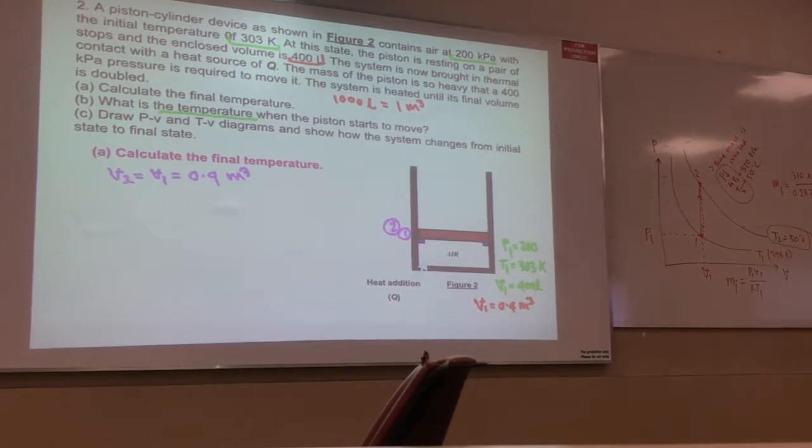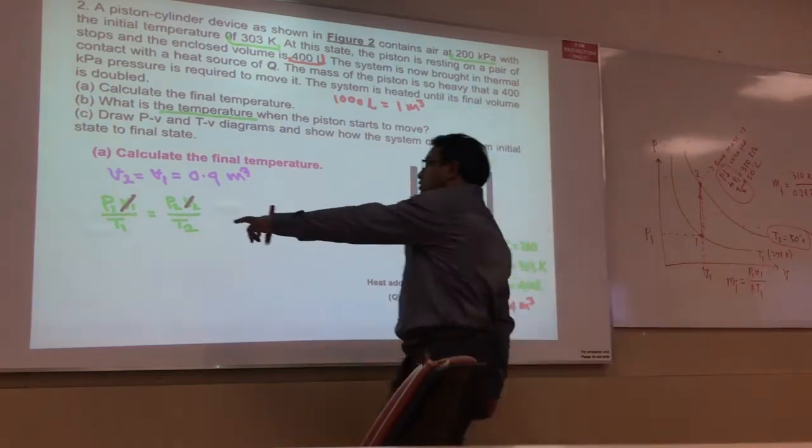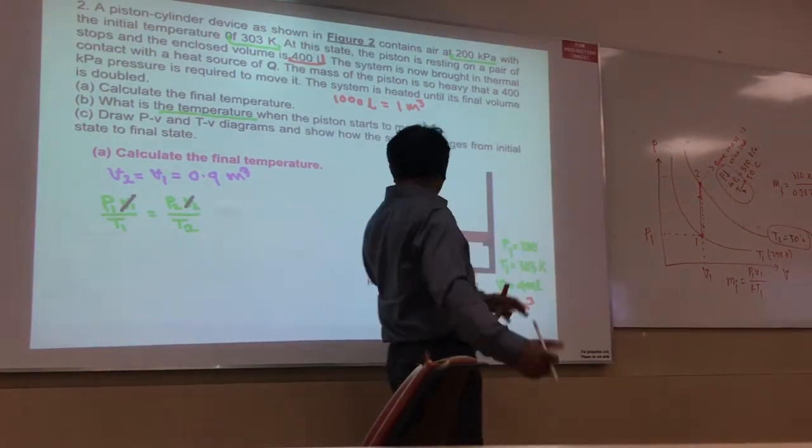Right. So I can write P1 by T1 equals P2 by T2. V1 and V2 are the same, so I can cancel them. No problem. Okay. So what is the value of T1? Any idea? T1 is 303 Kelvin. What is P1? P1 is given, 200 kilopascal.